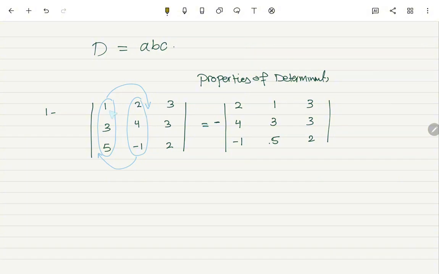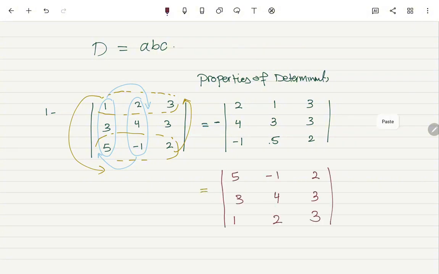Same thing if we exchange, for instance, the first row with the third row. So we move this one here and we move this one here. So the new determinant will be this one here, and again the value for this determinant will be the same with minus sign. So this is actually the first property of determinants.